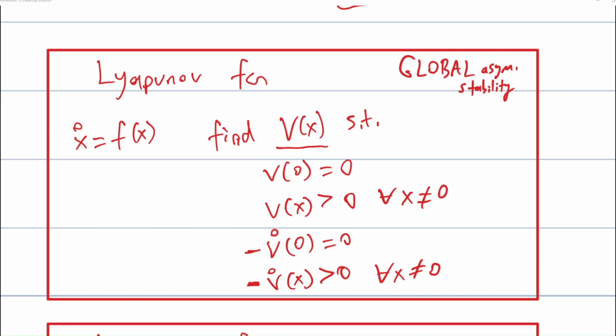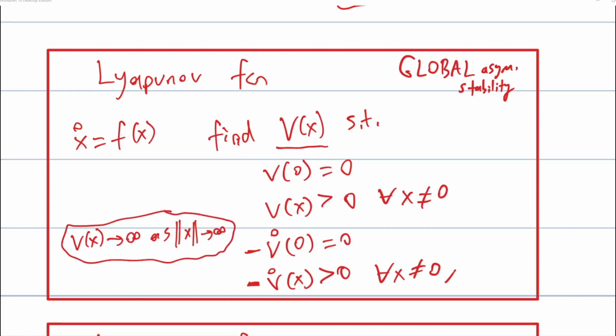And since we are talking about global stability, I should have also written something like this. Maybe I should do something like this. V of x goes to infinity as the norm of x goes to infinity. Yeah, this will be the 5th constraint.